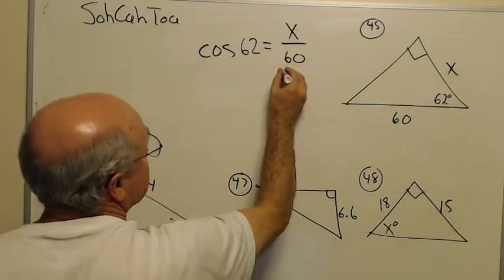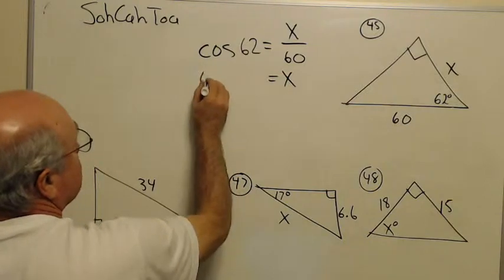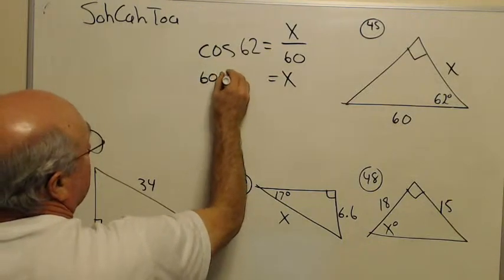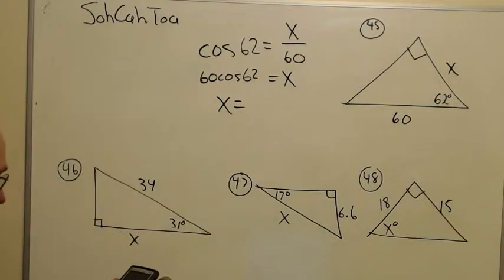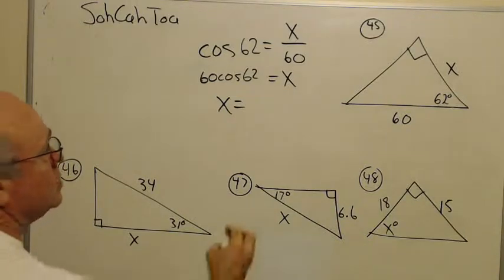Just multiply by 60 now. X will be 60 times the cosine of 62. Put that in your calculator. 60 cosine 62 to the nearest tenth is 28.2.